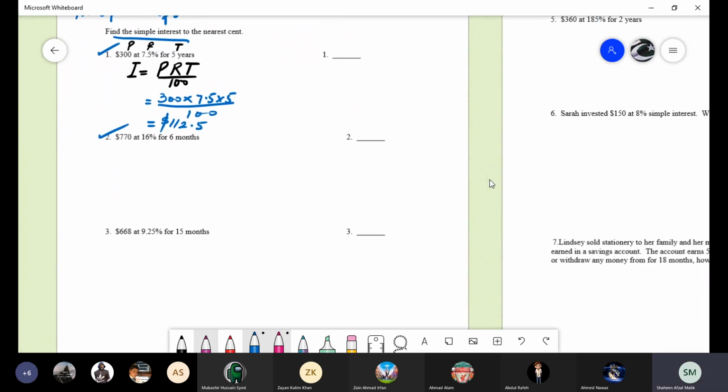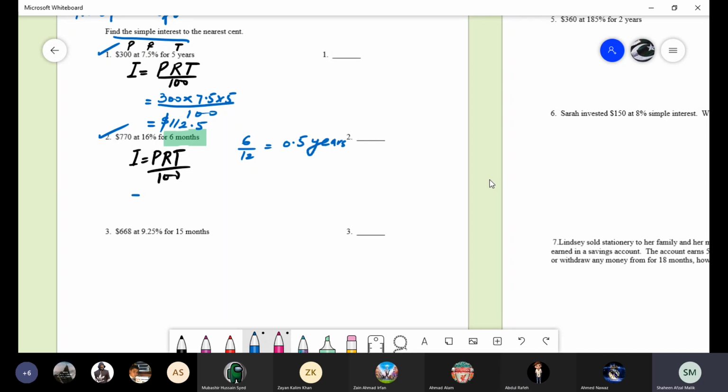The second question. Abdul Rafi, go for the second. Now here in this question, the time is given in months. We need the time in years. So how will you convert the 6 months into years? 6 divided by 12. That will be 0.5. So time is 0.5 years.